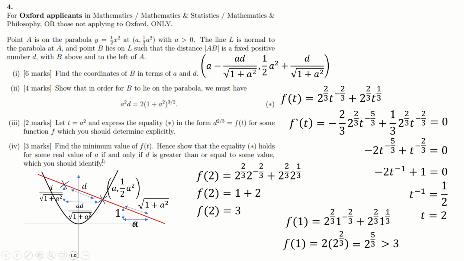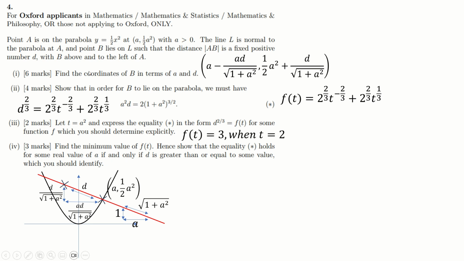Hence show that star holds for some real value a if and only if d is greater than or equal to some value. So okay, we've just shown that the minimum value of f of t is 3, which means going back to this, the f of t was equal to d to the power 2/3, remember? And the minimum this can be is 3. So therefore, the minimum d can be is when d to the power 2/3 is equal to 3. Raise both sides to the power 3 over 2, and we get d as a minimum that d can be is this, and therefore if d is greater or equal to this, then we'll be okay.